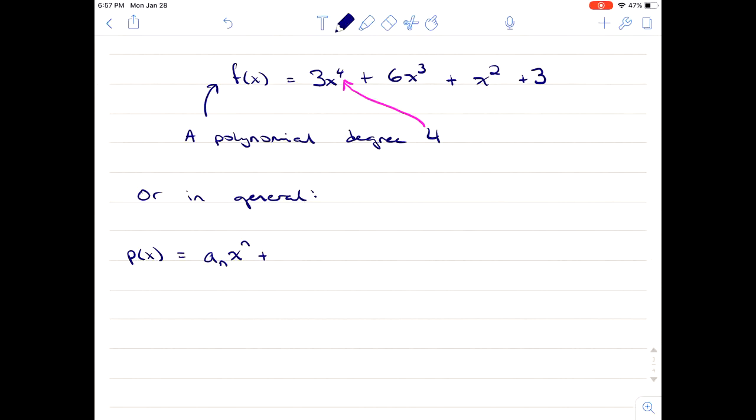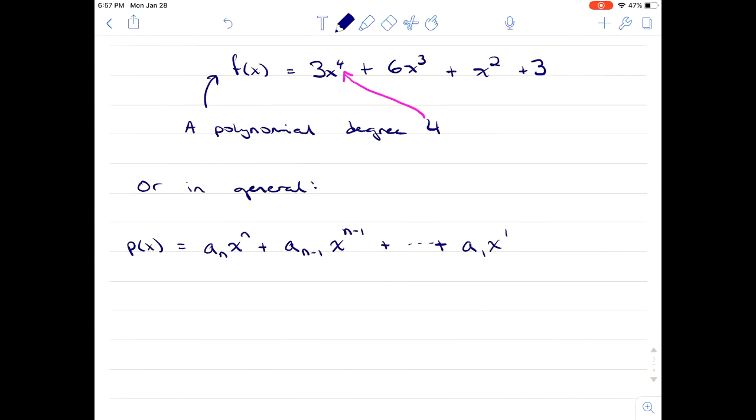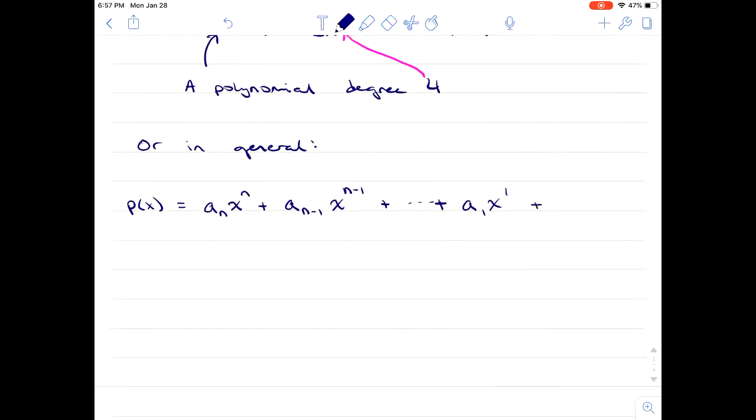But so we just use the n as a placeholder. And then we move down one to a subscript n minus 1 times x to the n minus 1 plus, and then just some dots to indicate that the same thing happens over and over again as we're slowly decreasing the power as we go through. Decreasing the power by 1 each time, sorry. Until we hit a subscript 1 x to the power of 1 plus a subscript 0 x to the power of 0.